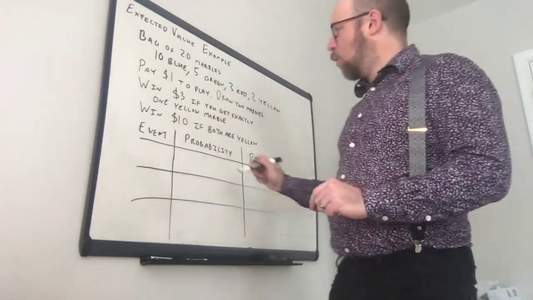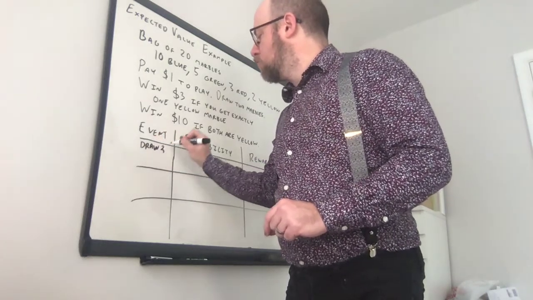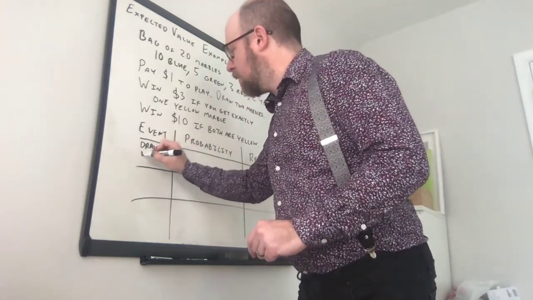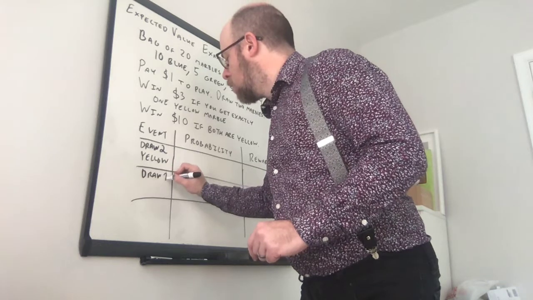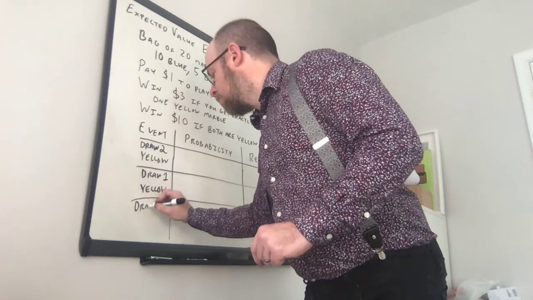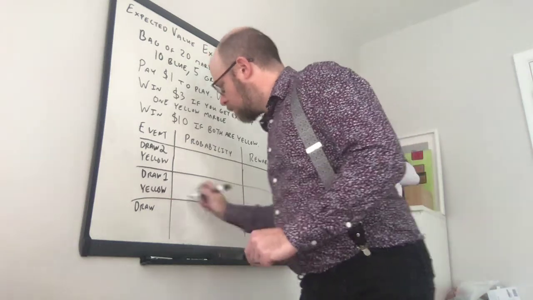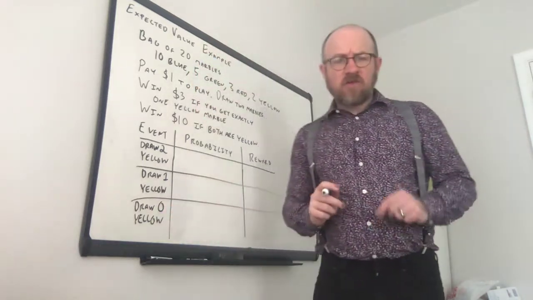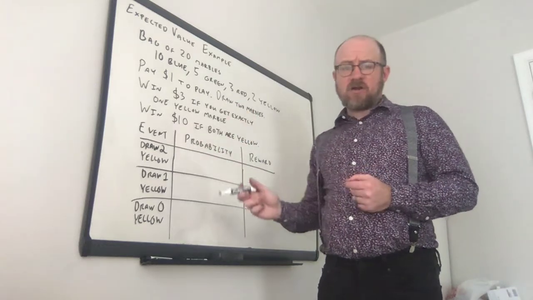So 3 events. One is where you draw 2 yellow. One event where you draw 1 yellow. And one where you draw 0 yellow. Those are the 3 possible events. And we decide what these events are based on what the rewards are, right? Each of these has a different reward.